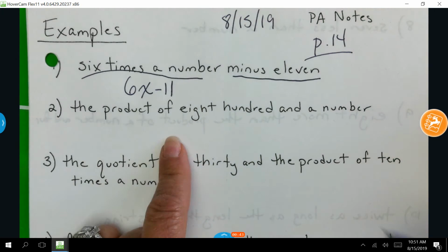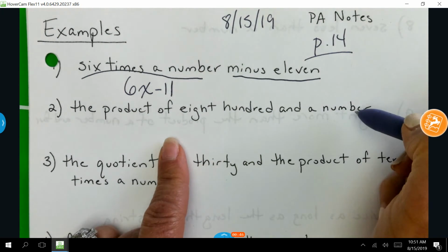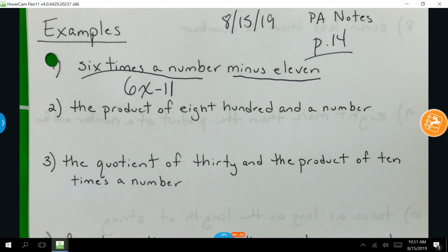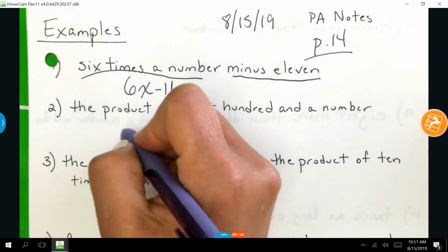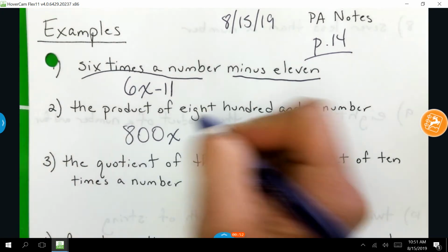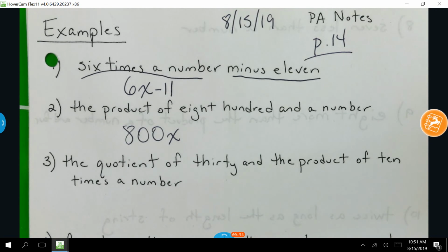The product of 800 and a number. So product tells us to multiply. So we can just have 800x. Again, you can have n or a. It doesn't matter what variable you use.